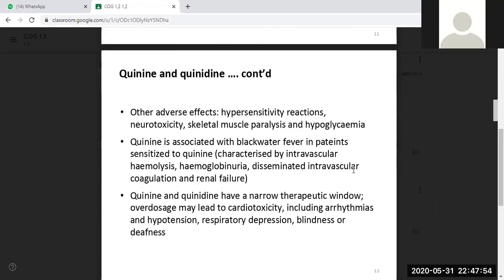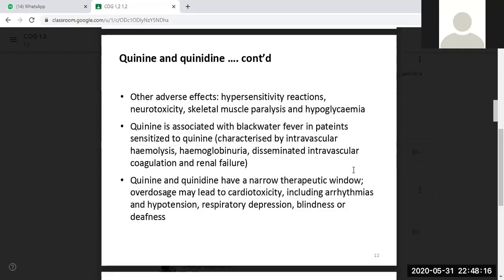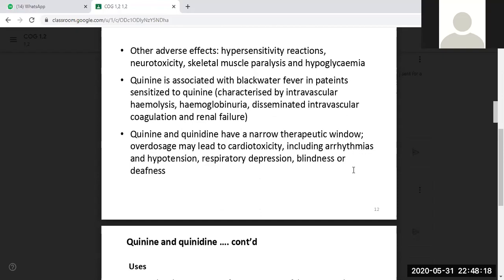Quinine and quinidine have a narrow therapeutic window. Overdosage may lead to cardiotoxicity, including arrhythmias and hypotension, respiratory depression, blindness, or deafness. So when you're using this drug, in short, you need to use it for a short period of time, because the more you use it, the more you predispose your patient to these adverse effects, which can be very fatal.